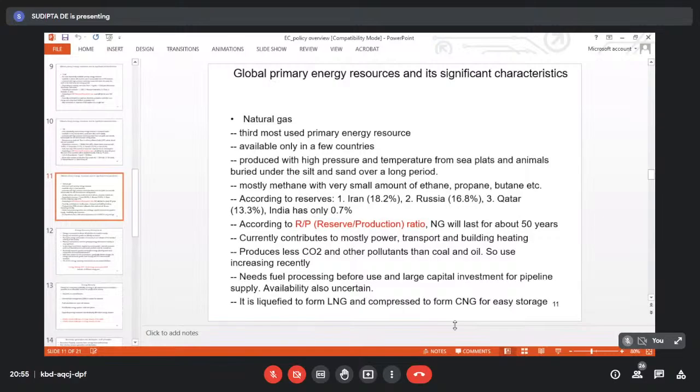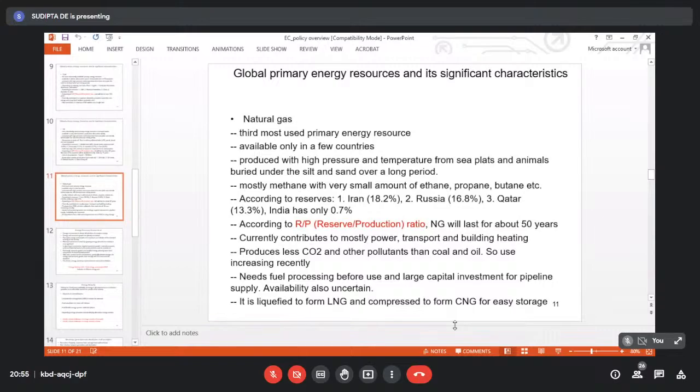But in some parts, in the cold areas like hilltops, we still have certain applications of heating. But in Europe, a lot of building heating is either done by natural gas, or there are alternative options like the heat pump, which I will discuss when I go to the energy conservation technology aspect. Then it produces less CO2 and other pollutants than coal and oil.